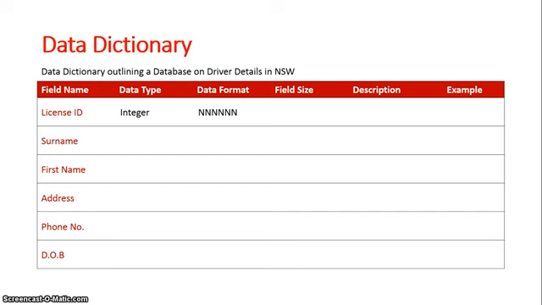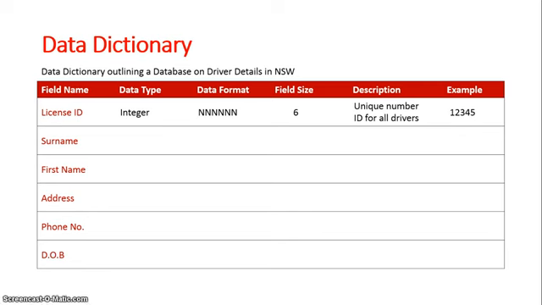Okay? The field size needs to be known so that we can calculate the size of the database in total, multiplying it by every record that is within that database. So in this case, it's just 6 characters in size. Our description basically details that it is a unique number for all drivers, and an example is 1, 2, 3, 4, 5. Okay, so that's an example of the ID form.